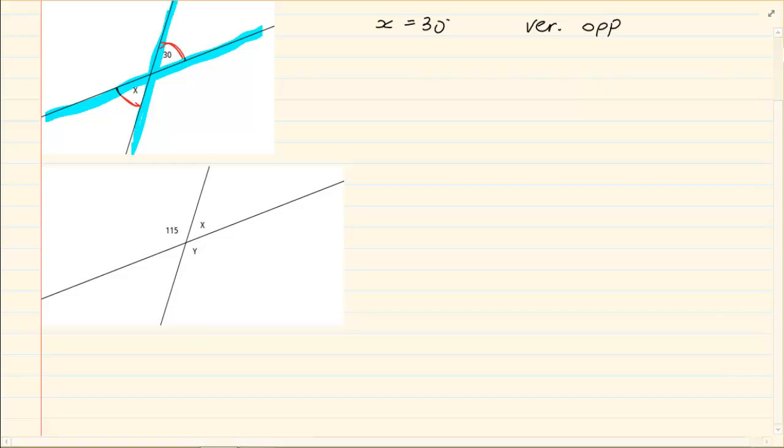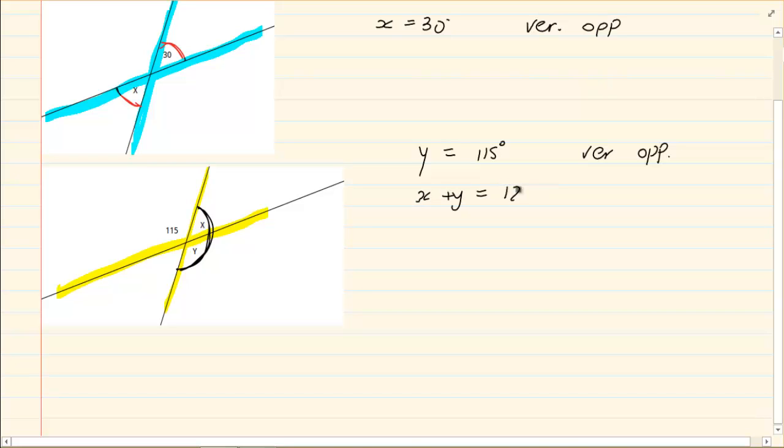Let's take the following one. Here again, two straight lines. I cannot overemphasize on the fact that it has to be straight lines. So we have y is equal to 115 degrees. Why? What is my reason? Because they're vertically opposite. Then what would x be? Now if you see here, that's on a straight line. So you can tell me x plus y is equal to 180 degrees. Why is it equal to 180 degrees? Adjacent supplementary. Now if you substitute, we got x plus 115 degrees is equal to 180 degrees. X is equal to 65 degrees.